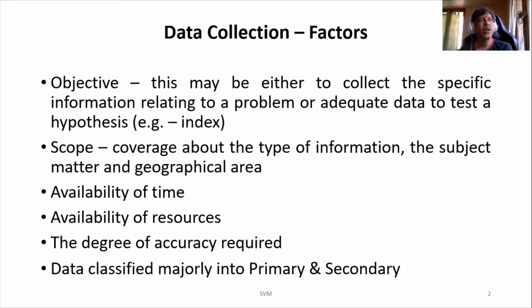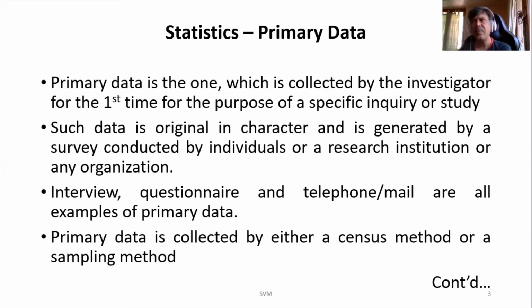Then about resources, we already spoke about men, material, machinery, the methods, then measurement, what type of measurements we are going in for, the money available. All those things are the factors which decide how I collect my data. We already spoke about accuracy. Now we'll move on with data classification, which is majorly classified as primary data and secondary data. What is primary data? Any data which you are collecting for the first time, the very first time, for any study or inquiry.